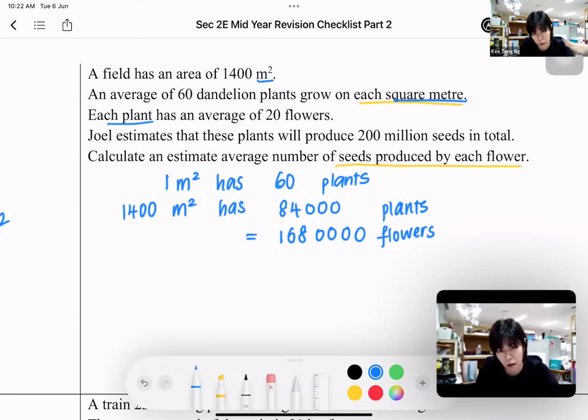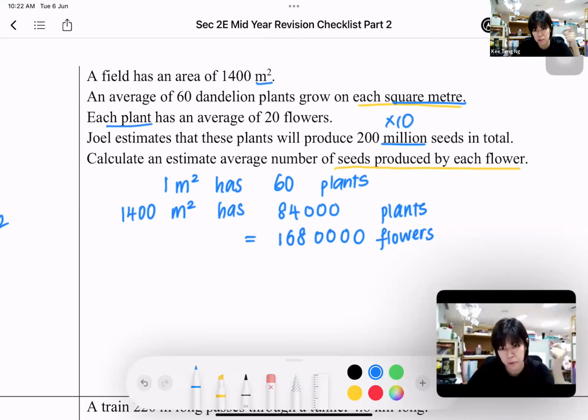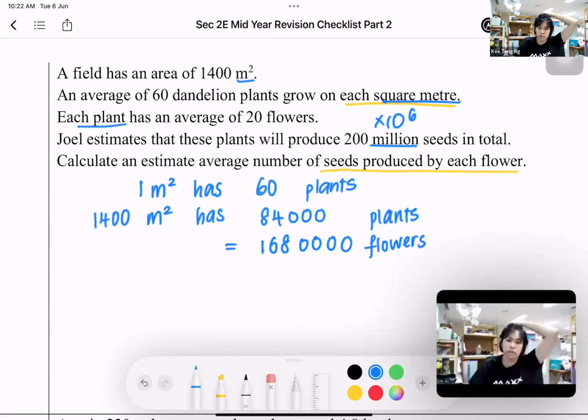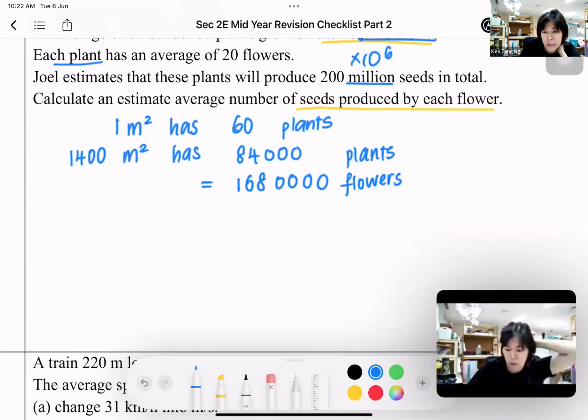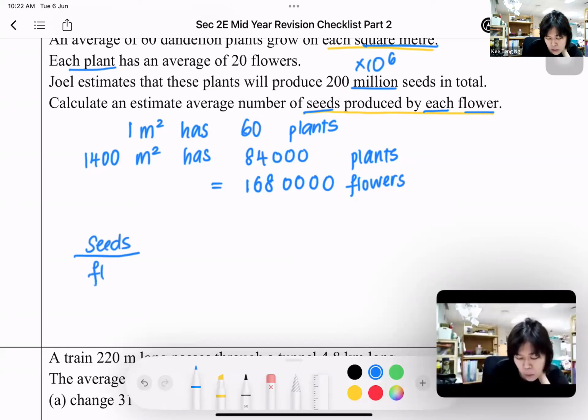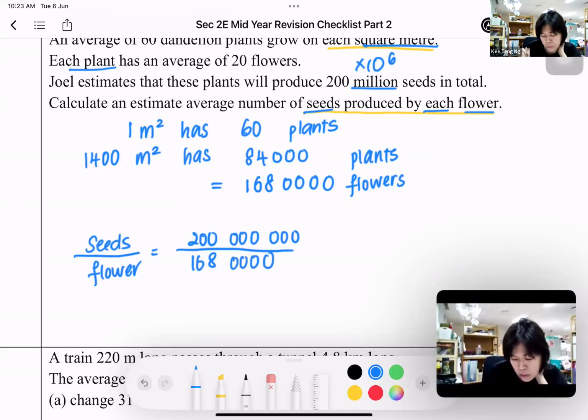Now they say all these plants produce 200 million seeds. Million has how many zeros? Times 10 to the power of how many? 6, correct. So it's times 10 to the power 6, you'll get 6 zeros. Then they ask for seeds per flower. So you take the total number of seeds, which is 200 million, divided by the total number of flowers. Then you get your answer.